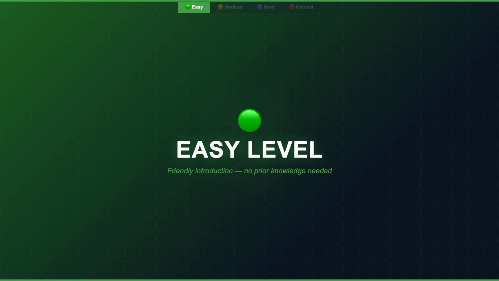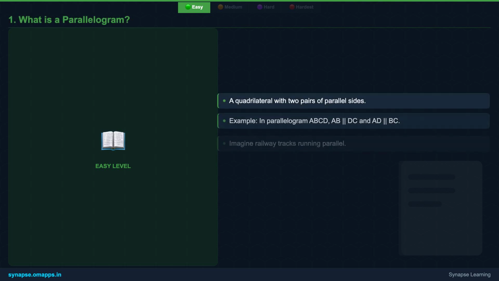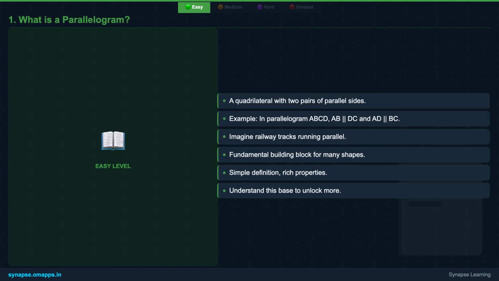Ready to explore the first layer? Let's begin with the simple yet powerful idea that opposite angles in a parallelogram are perfectly matched. First, what exactly is a parallelogram? Imagine a four-sided figure where opposite sides are perfectly parallel, like two sets of railway tracks running alongside each other.